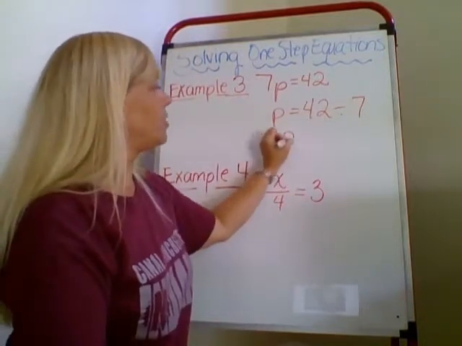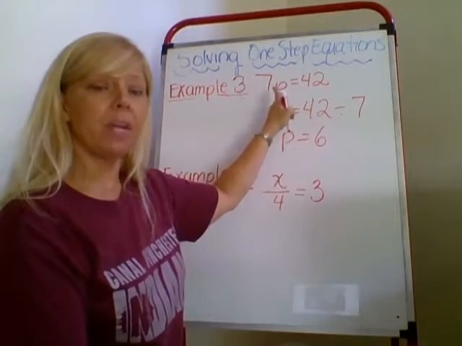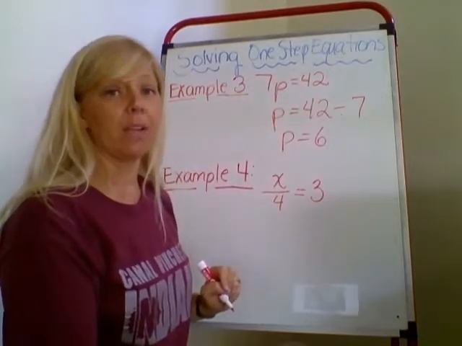And I know that 42 divided by 7 is 6. So if I take my 6 and replace it back up here into my p, 7 6s are 42. So I know I did it correctly.